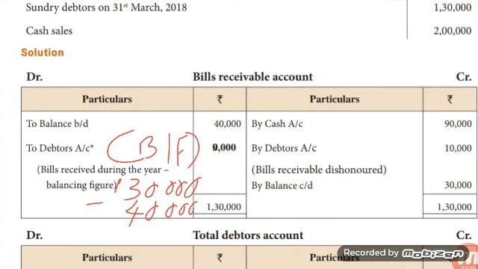Then find the balance. For balancing the account, find the total credit side and total debit side. Total credit side is 1,30,000 and debit side total is 40,000. Find the difference. 1,30,000 minus 40,000 is equal to 90,000. 90,000 is the balancing figure, bills received during the year. Enter it as to debtors account balancing figure, again in bracket bills received during the year.